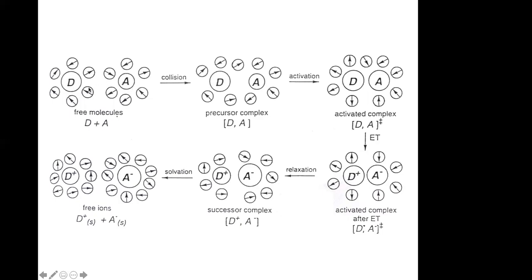And initially they're in solution, they're free to diffuse about, they're not necessarily close to each other, but we're going to do some work, bring them together, and form this precursor complex where they're close enough that an electron could hop from one metal to the other.